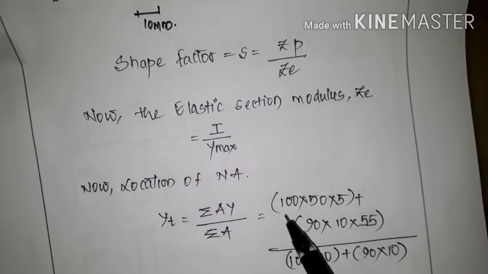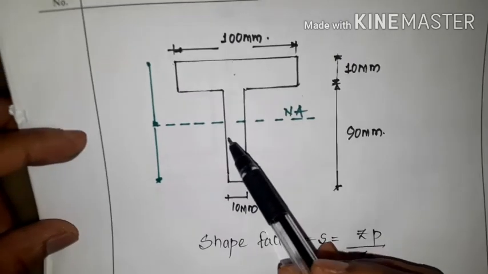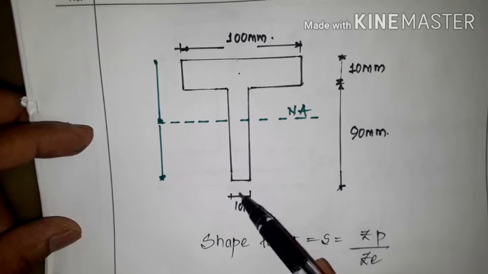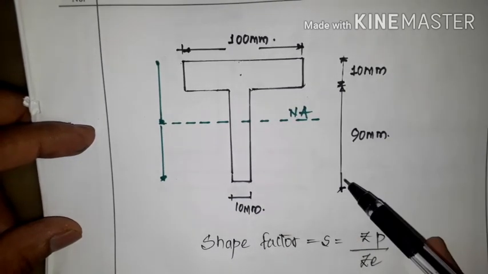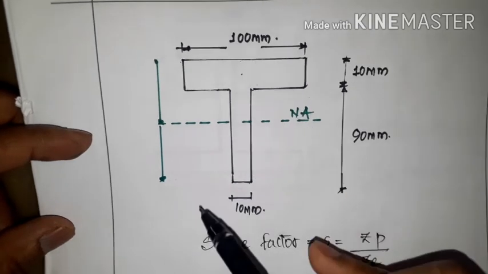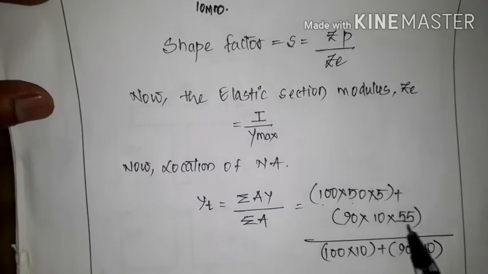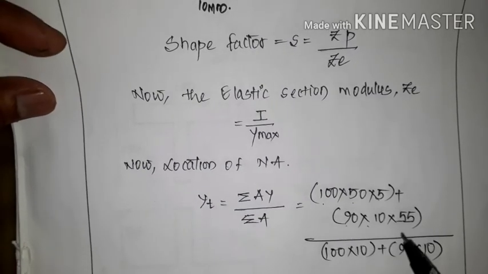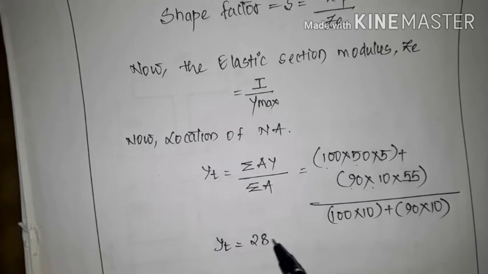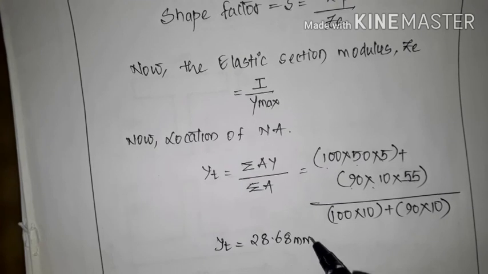Okay. So that is 100 into 50 into 5. Now for the web portion, the area is 90 into 10, again with respect to the top fiber. 90 divided by 2 is 45 plus 10 mm, total it is 55. So that is 90 into 10 into 55 divided by total area. Therefore we will get YT is equal to 28.68 mm.